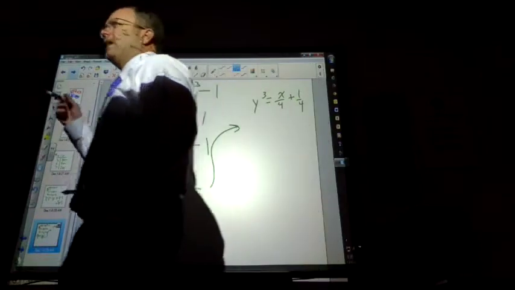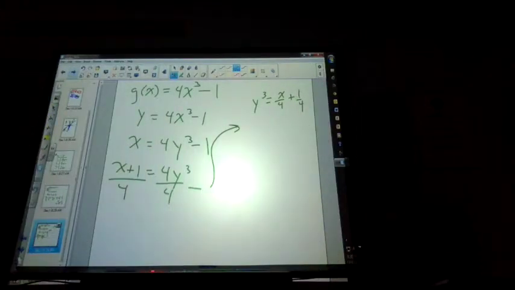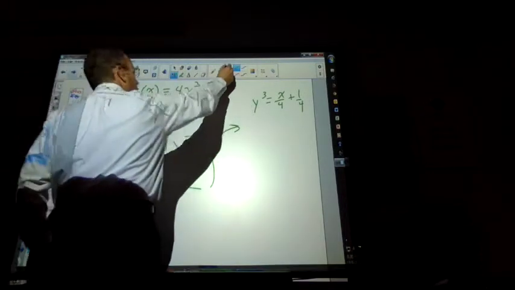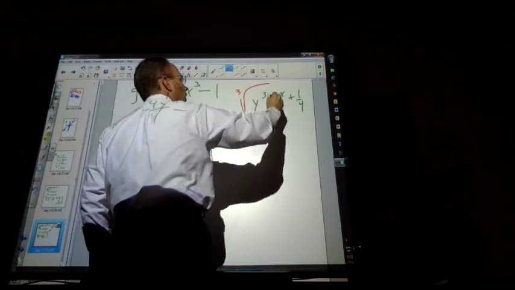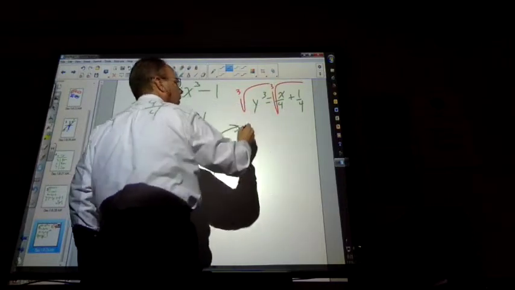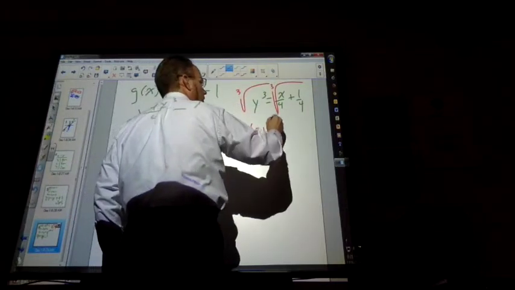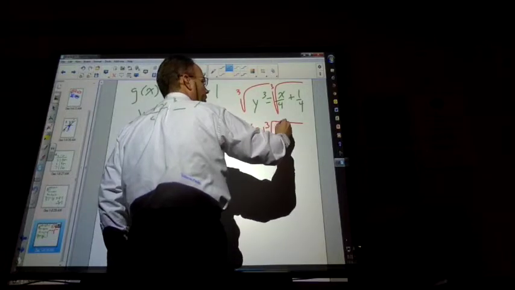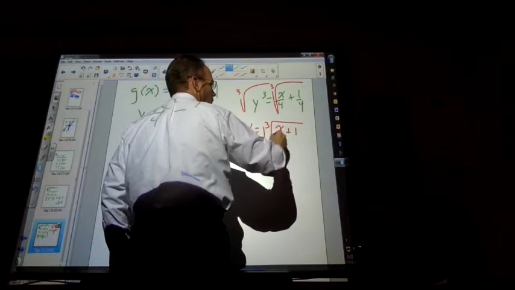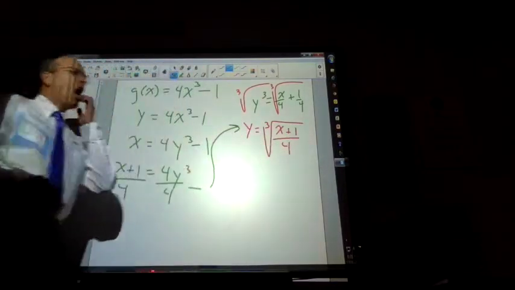What do I do to get it y rather than y to the third? Cube root of both sides. Good. So I'm going to take the cube root of here and the cube root of here. That's going to give me y equals the third root of x plus 1 over 4. You can leave it like that.